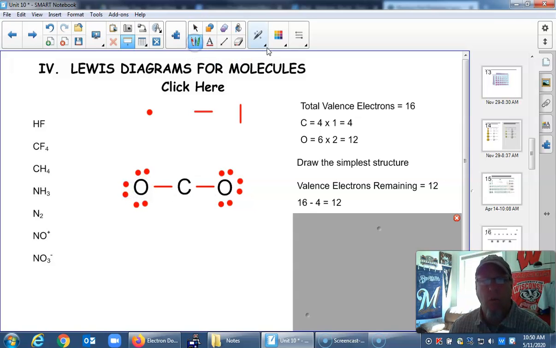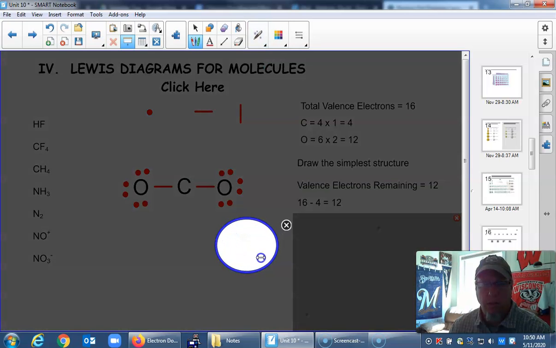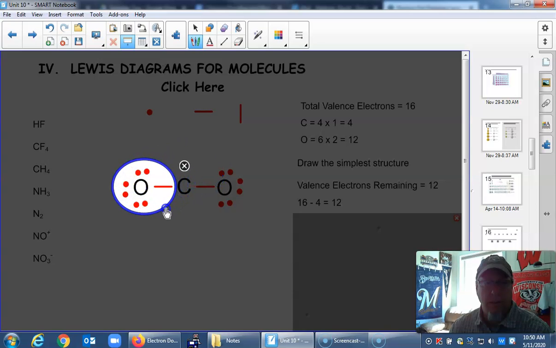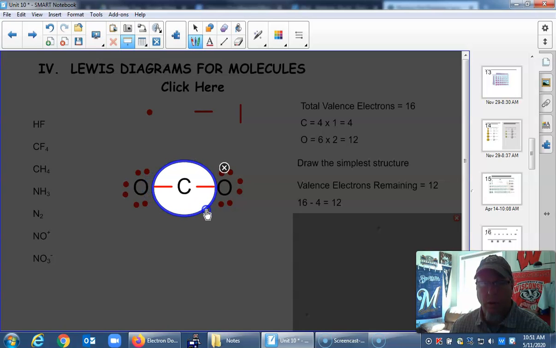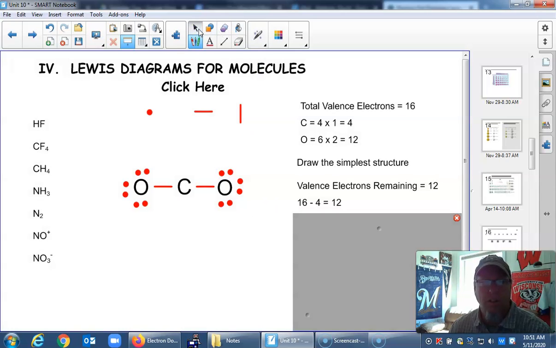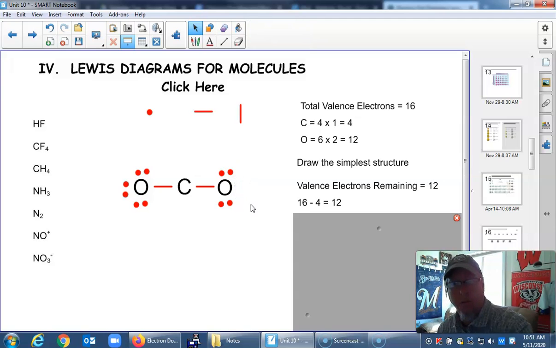Let's check for octets or duets. And if I check for that, that oxygen is good. There are 8 electrons around it. This oxygen is good. There are 8 electrons around it. This carbon is not. There's only 4. So we have a strategy at this point. The strategy is to erase a pair of electrons and then create a double bond.